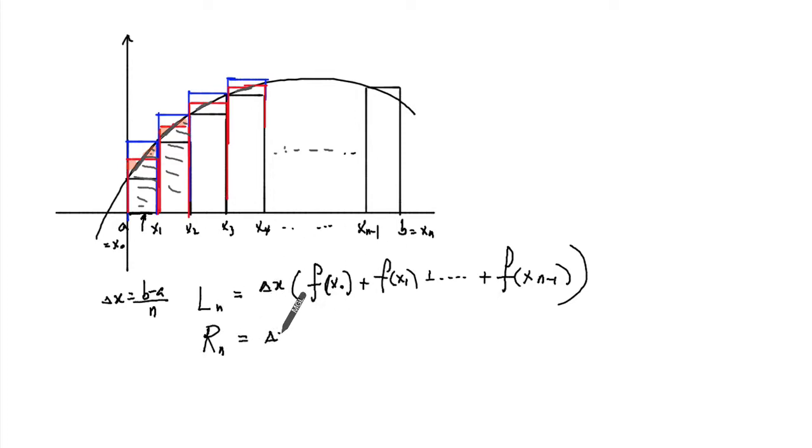And the right hand doesn't start at x0, but we take the first height at f of x1. And it goes all the way until xn this time, one more than this. So that should be pretty easy for you to write out.